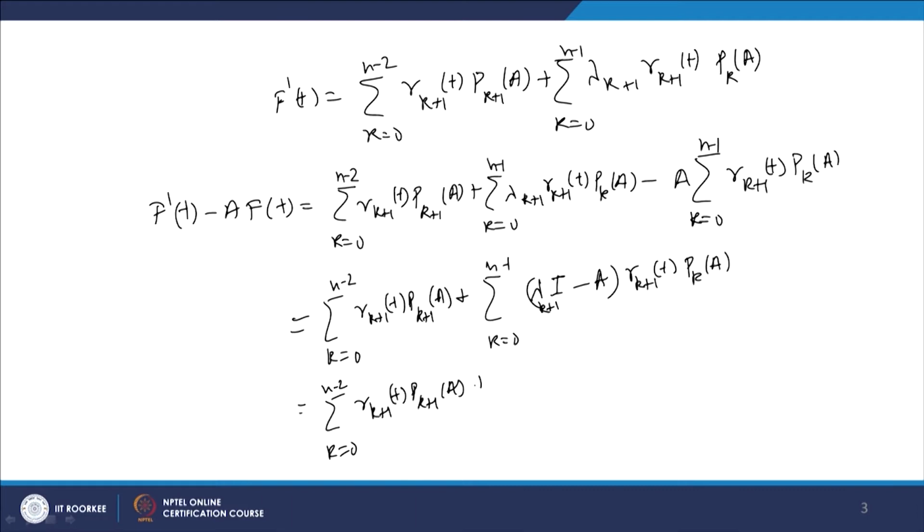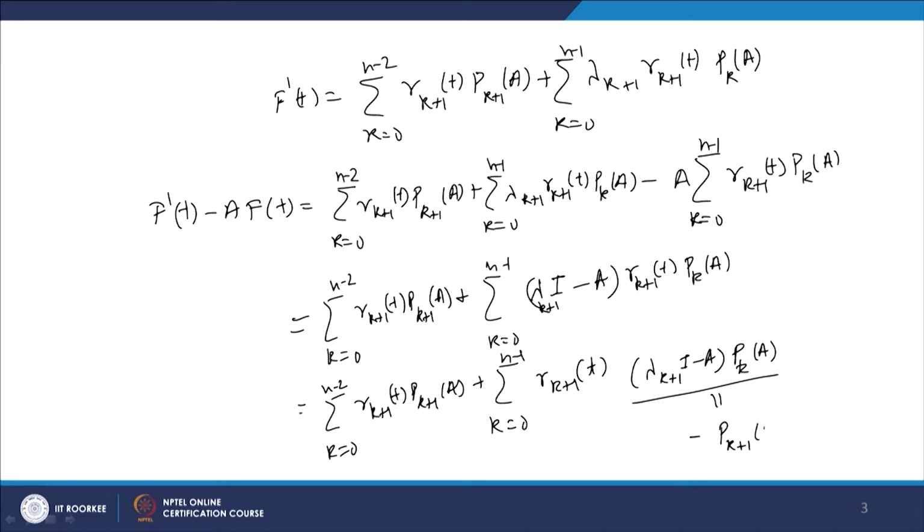Now if you observe here that this r k plus 1 t is just a scalar quantity, I can take it out. So r k plus 1 t I am writing here, k equal to 0 to n minus 1, and this is lambda k plus 1 I minus a into p k a. Now my claim is that this is nothing but minus p k plus 1 a.